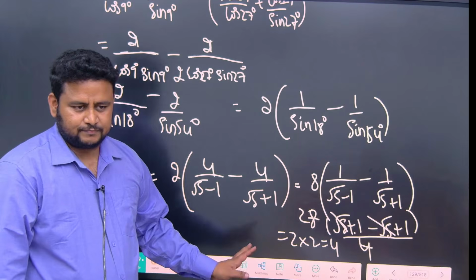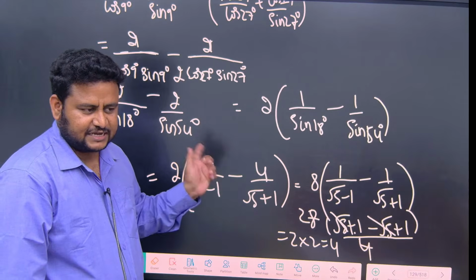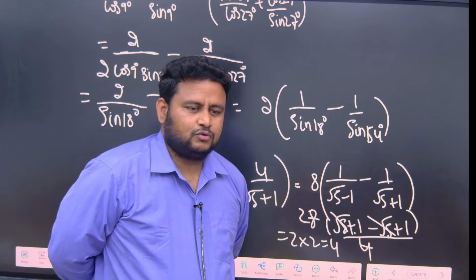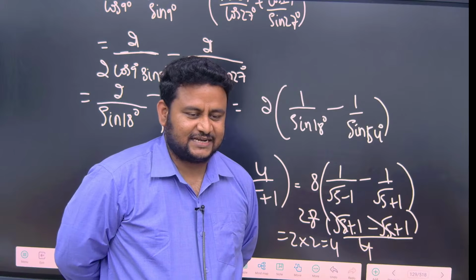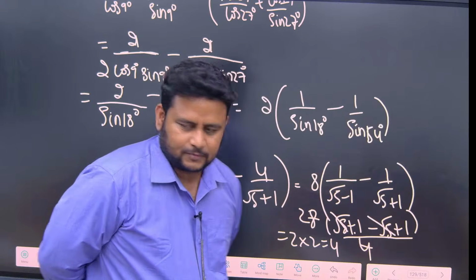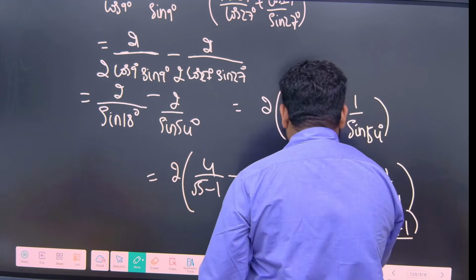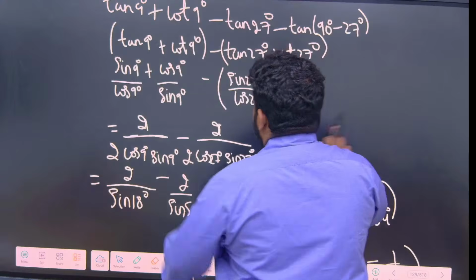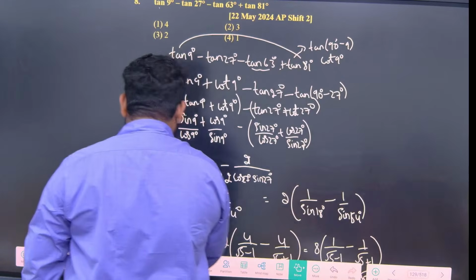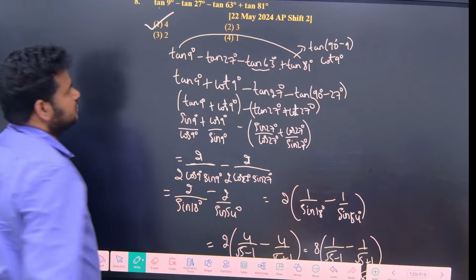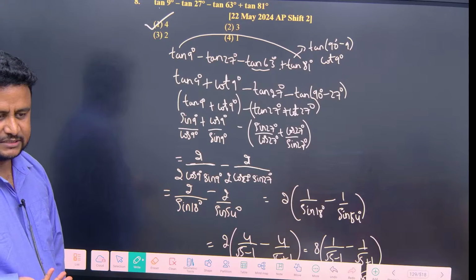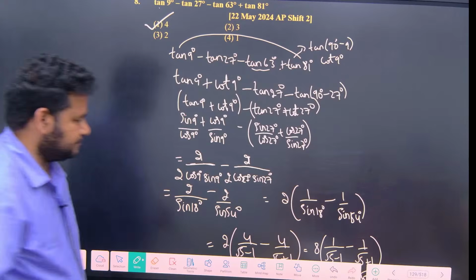The answer is 4. Understood? Okay. So you have to remember the value of what? Sin 18, sin 54. So sin 15 is what? Root 3 minus 1 by 2 root 2. Sin 18 is what? Root 5 minus 1 by 4. Okay. Clear? Now see here, what is the answer? 4. The answer is what? First option, that is 4. So this question is based on what? Compound angles only. Clear? Understood? Okay.